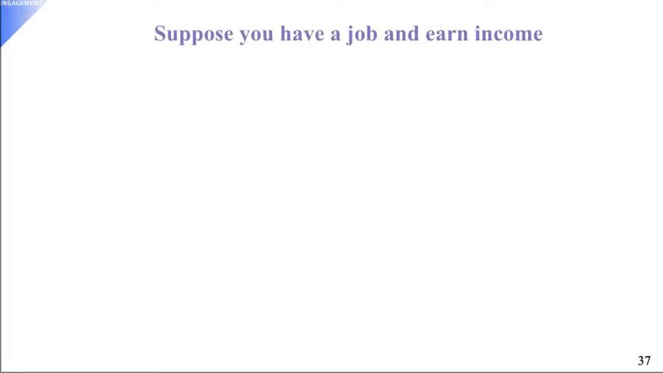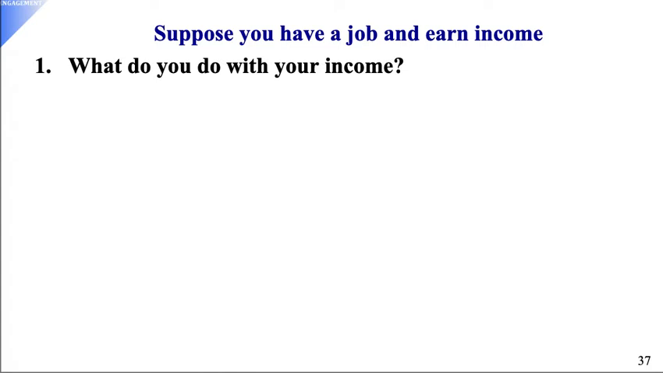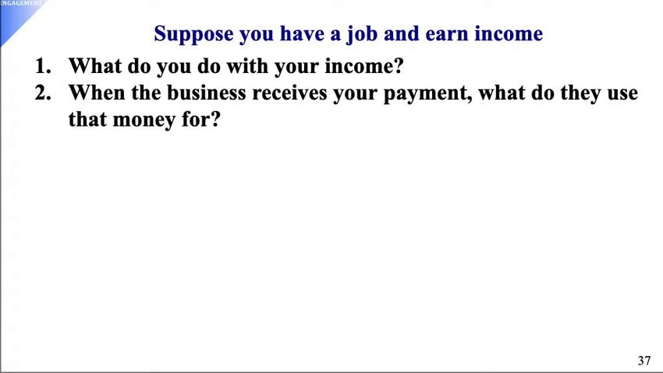Now, let's take a look at a couple of questions. Suppose you have a job and you make money, you have an income. What are you going to do with your income? Well, spend it, of course. Yeah, we're going to go out, we're going to buy a car, we're going to buy a house, and buy donuts. That is logical in that order. Now, what about when the business receives your payment? What are they going to use that money for? So if I go out and I buy a house or I go buy a donut, what are they going to use that money for? Well, I don't know. Maybe they're going to go buy more ingredients.